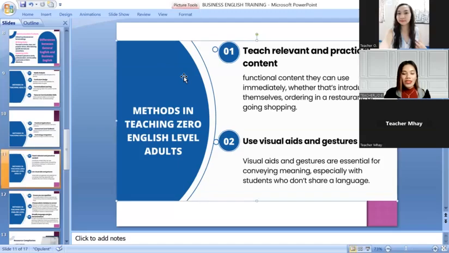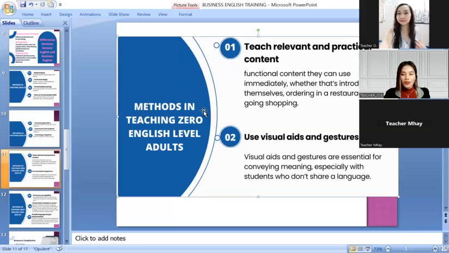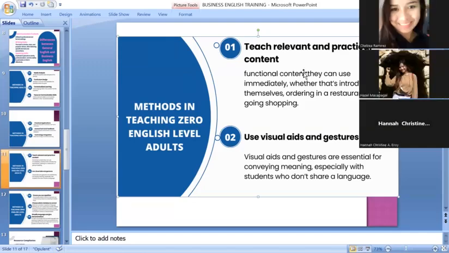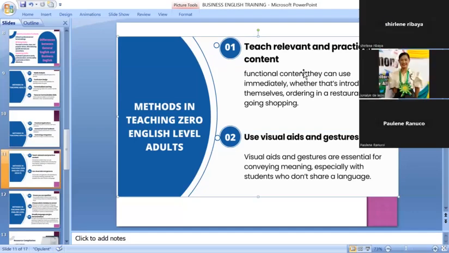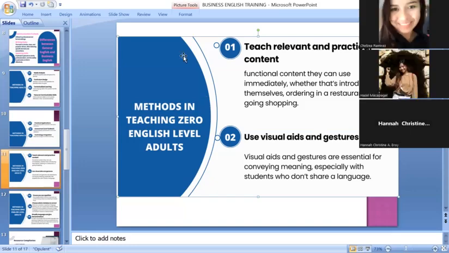Okay, so what do we need to do, teachers? What do we need to do so that we can teach our students functional or relevant content, since we know that they are zero English level? So what do we need to do? Teacher Charlene, do you have an idea? Can you please give us an example on how to teach relevant content to our zero English level learners?